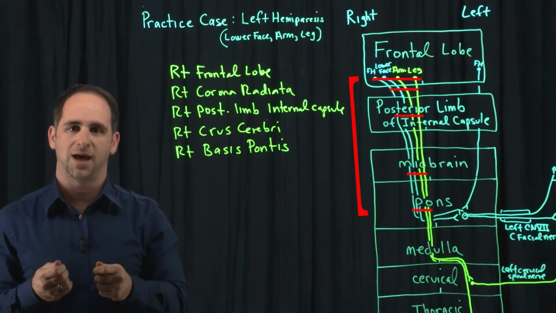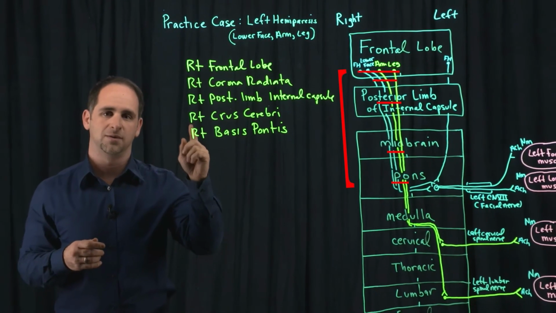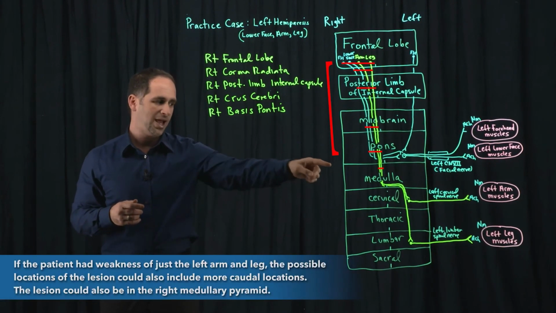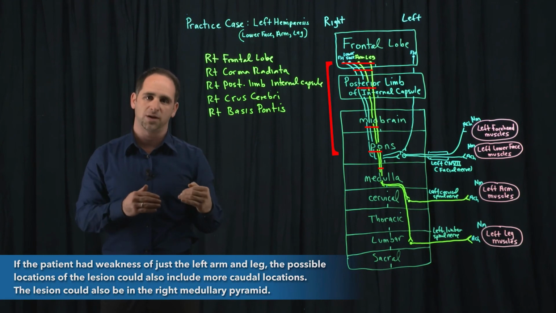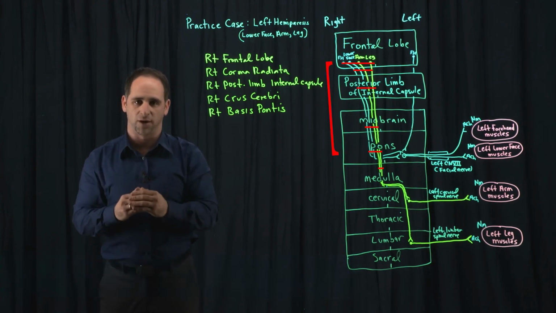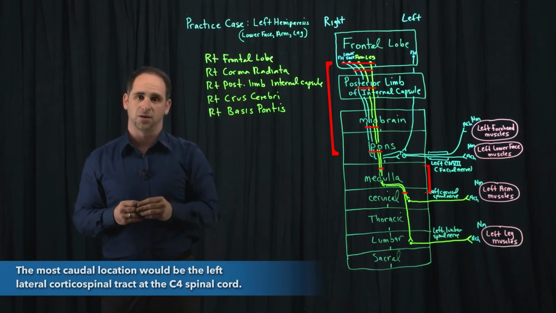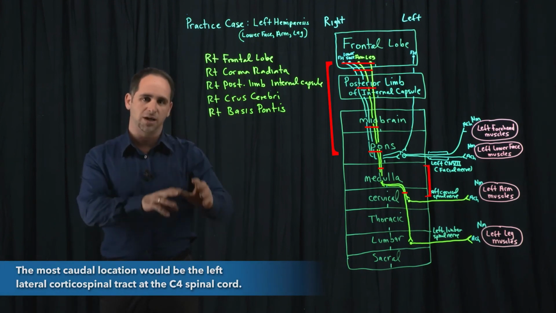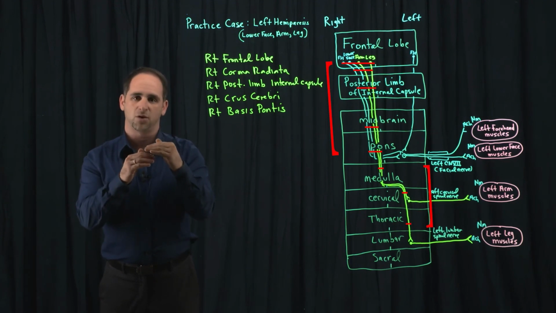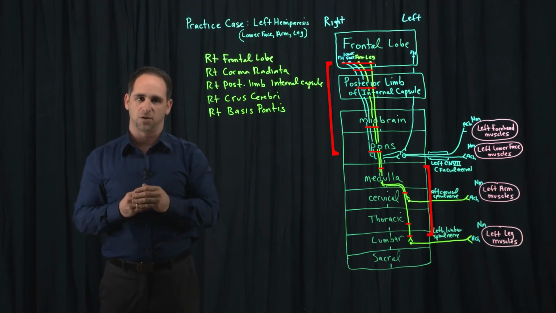Keep in mind that if the face wasn't affected, I could actually go down lower into the right medullary pyramid and on the left lateral corticospinal tract up until about the high cervical cord, about C4. If the leg was affected only, then I can continue on and go down even lower on the left side to the left lateral corticospinal tract in the upper lumbar spinal cord.